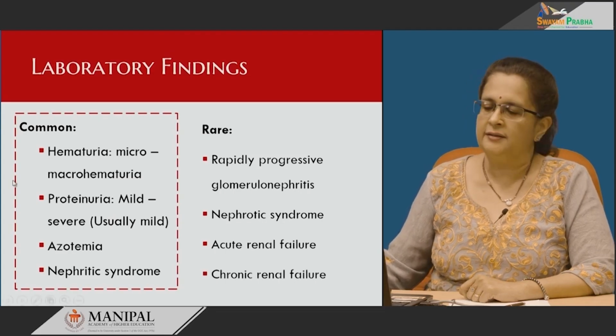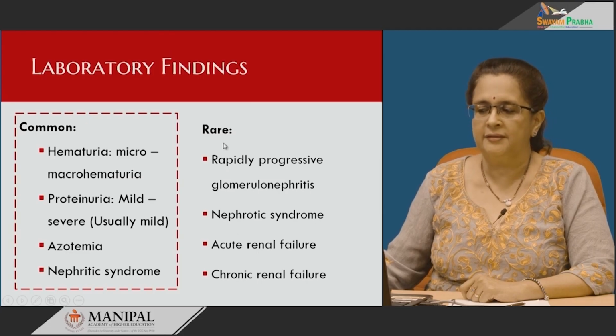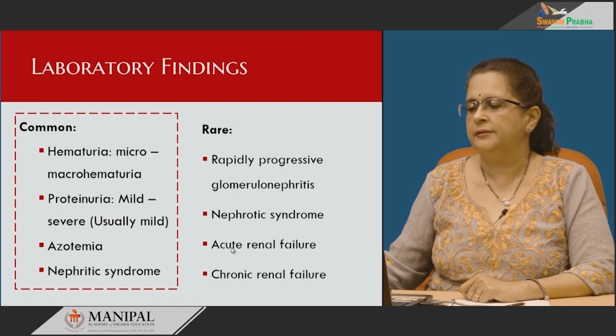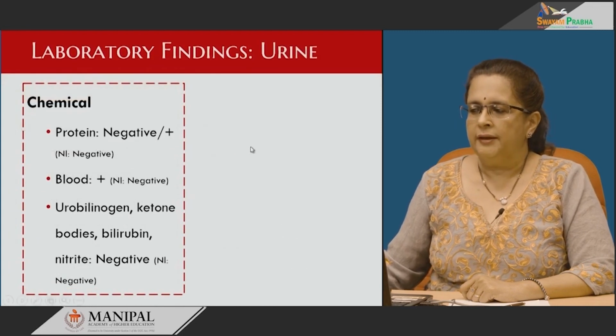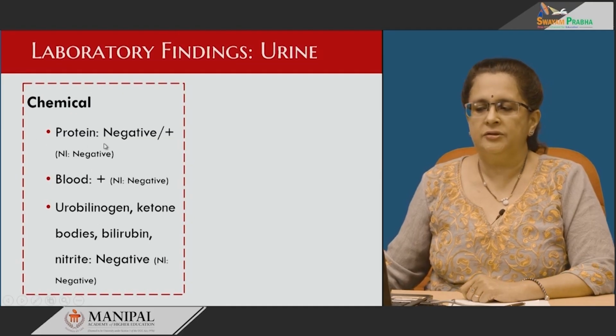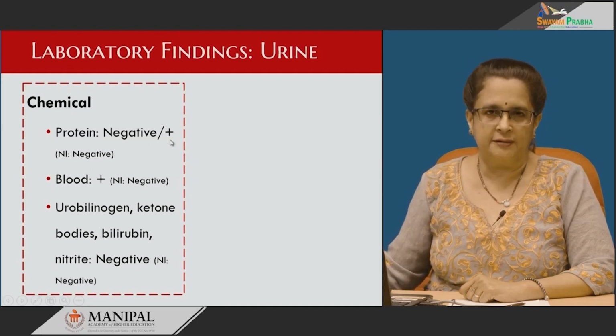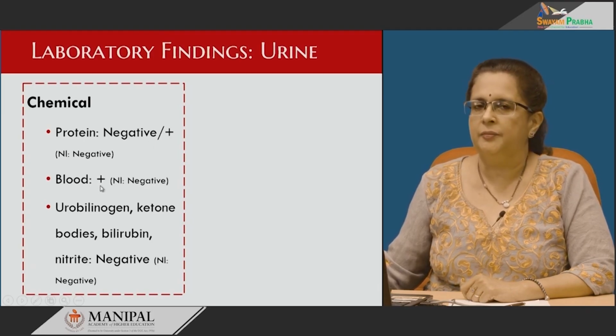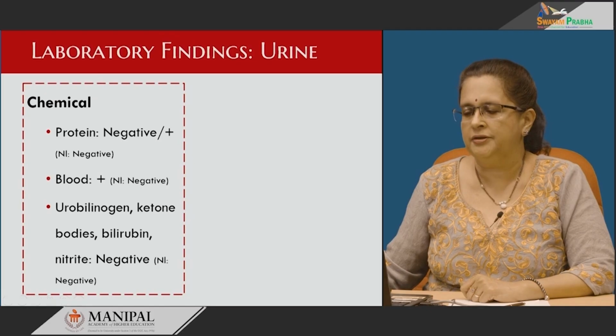Now, chronic kidney disease is how most of these patients progress, but the presentation as chronic renal failure or chronic kidney disease is rare. So, in the urine what do we see? In urine protein is usually negative, but can be present, but blood is most often present. As I said, it could be microhematuria or macrohematuria.